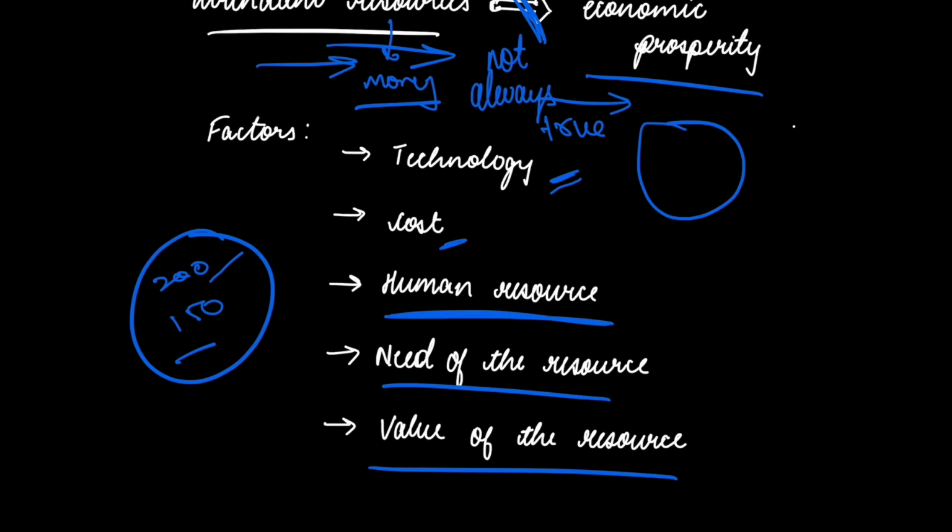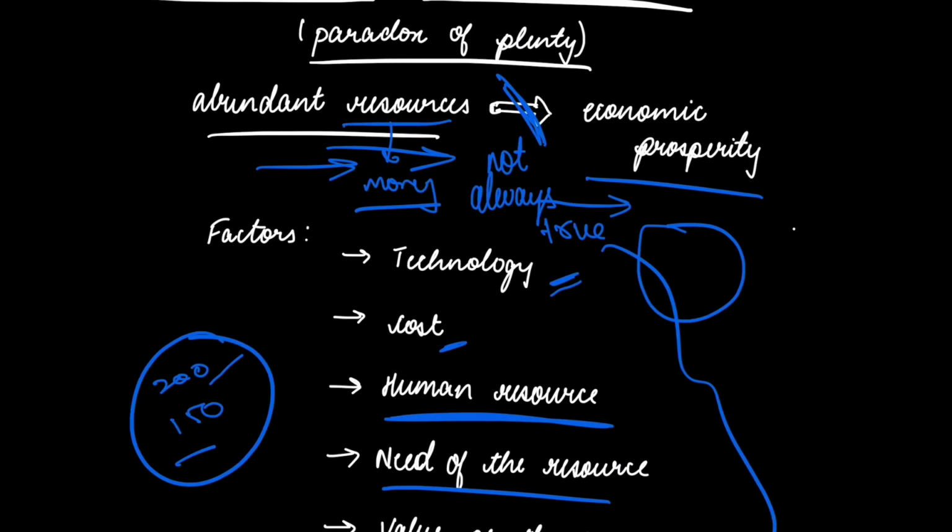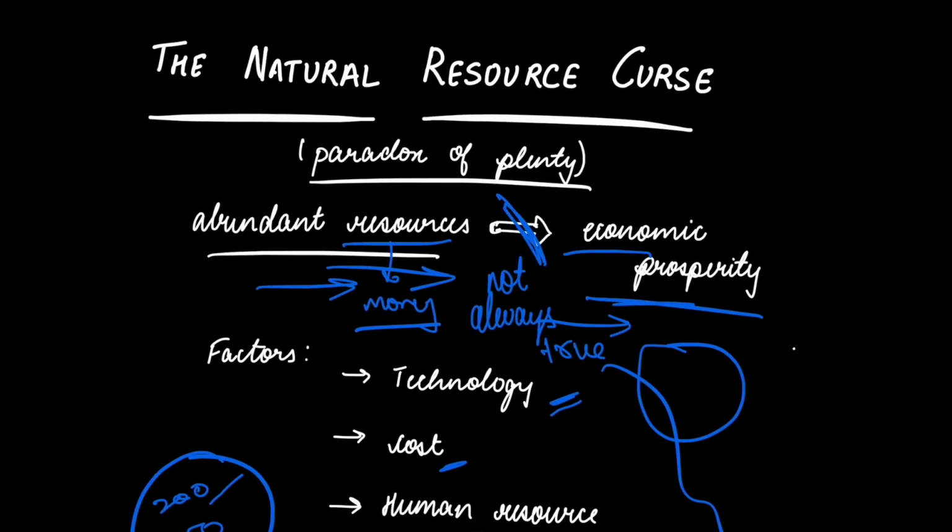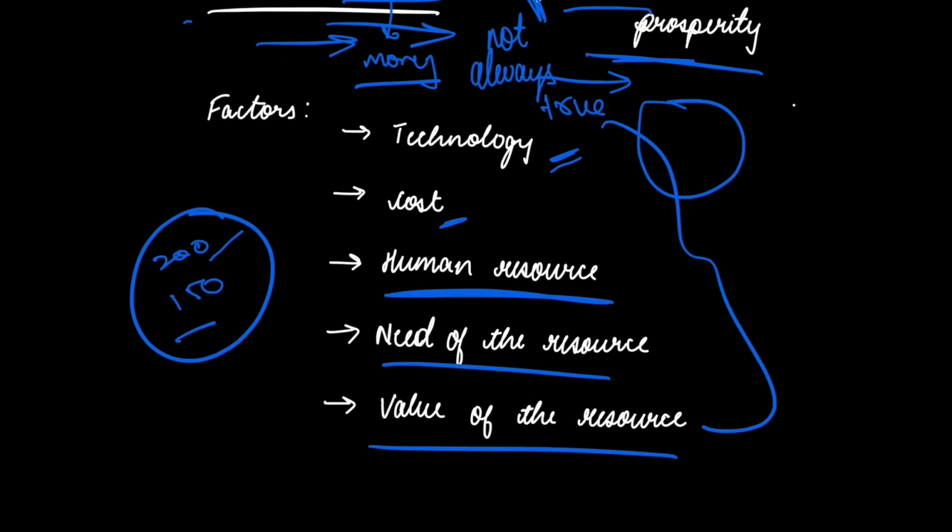So there are many factors which come into play when you want this resource to become economic prosperity for the state. This phenomenon is what is called the natural resource curse or the paradox of plenty. You have to remember this, that abundant resource is not always economic prosperity.